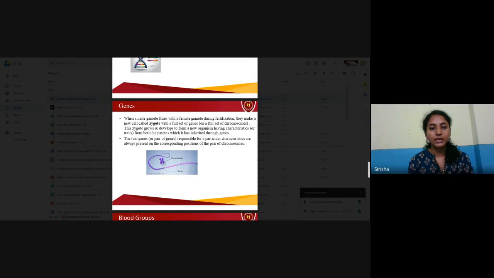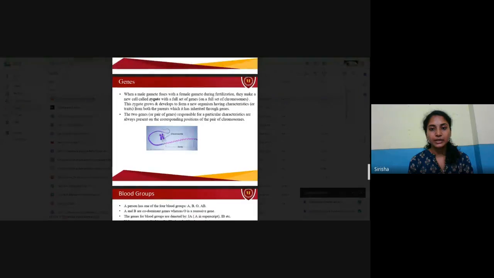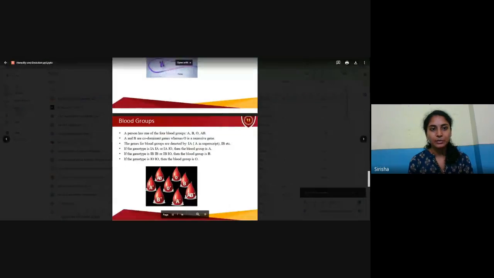This zygote grows and develops to form a new organism having characteristics from both the parents, which it has inherited through genes. The two genes responsible for a particular characteristic are always present on the corresponding position of the pair of chromosomes. These genes will be present on a pair of chromosomes all the time.